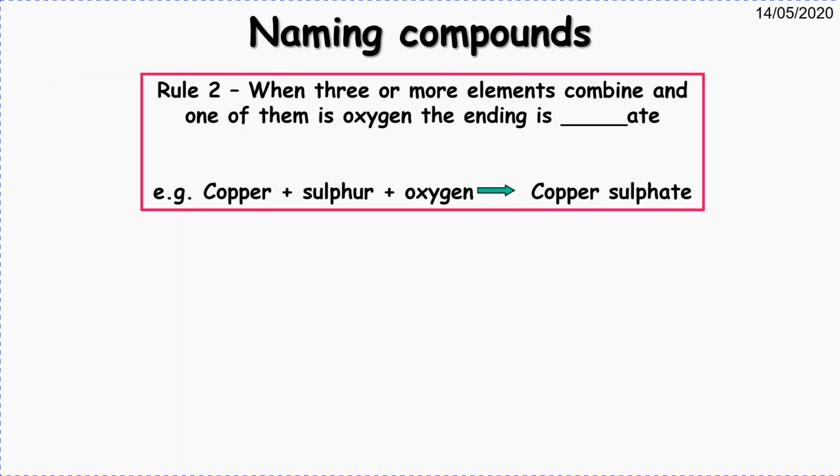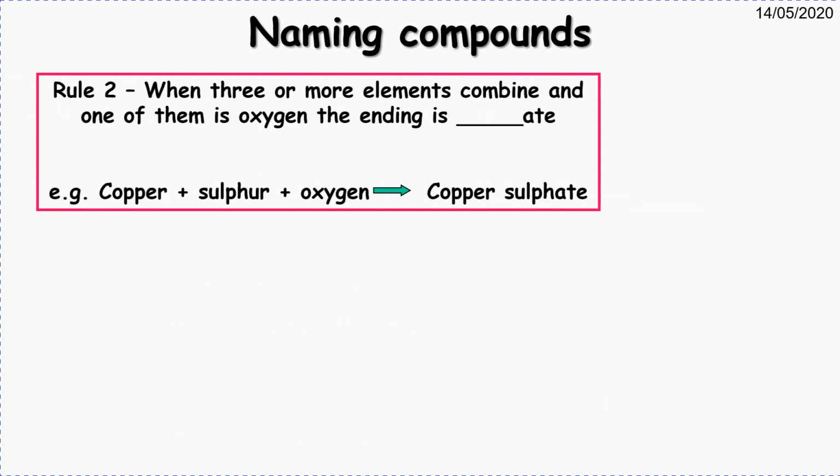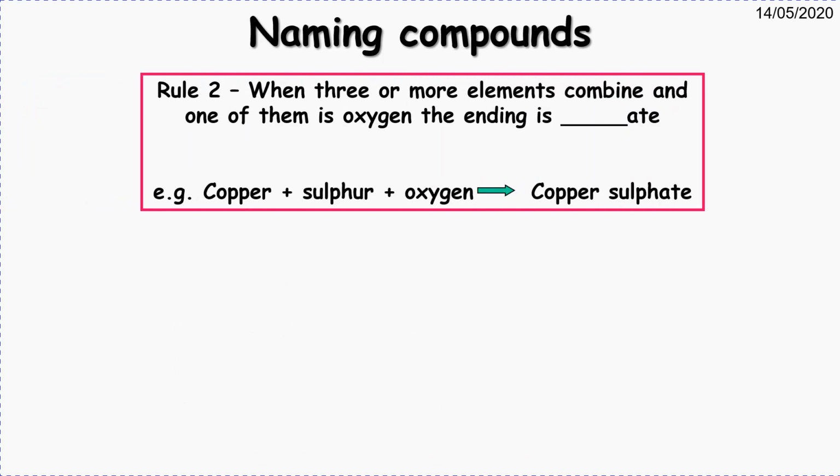Okay, now, if you get 3 or more elements that combine, so these ones that we've looked at first is 2 elements. If you get 3 or more elements that combine and one of them is oxygen, then the oxygen makes the ending into ATE. So again, we put our metal first, so that's copper. I've got sulfur, and then the oxygen makes that end an ATE. So I've got copper, sulf, ATE. So the copper, and then my sulf comes from sulfur, and then the ATE comes from the oxygen.